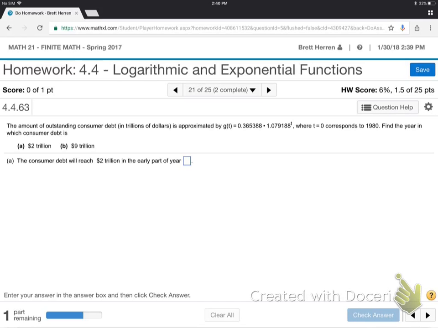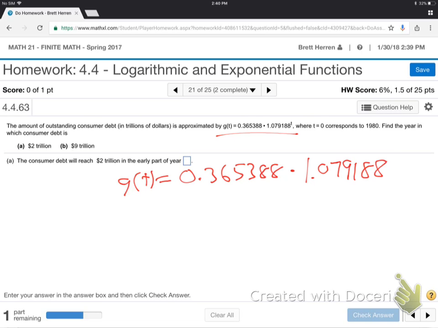They give me this formula: G of t equals 0.365388 times 1.079188 to the T. The T is in the power. The question asks when it reaches 1 to 2 trillion, so that's part A, 2 trillion.